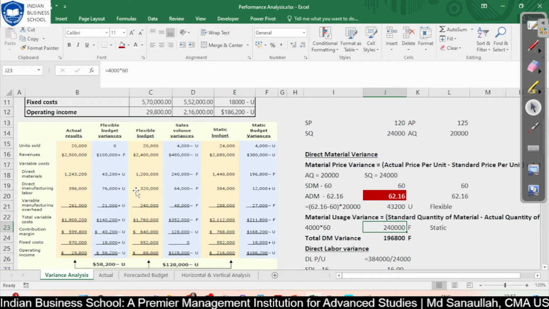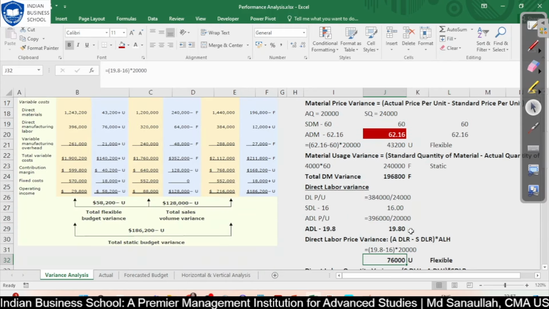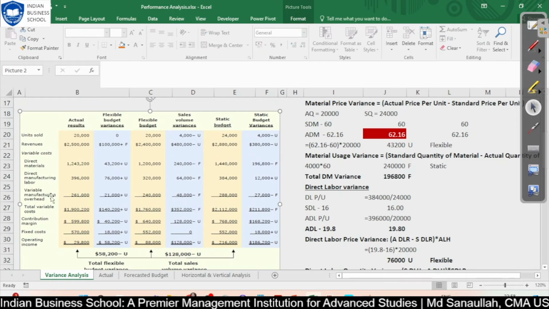That is why the flexible budget has been introduced, to fill the gap between your static budget and flexible budget. Now we'll jump to the direct manufacturing labor budget. You can see that for flexible, our cost should be 320, but we have invested on the higher side, so we are unfavorable. And what is the flexible budget saying? Favorable. Again, the flexible budget is representing a wrong picture.